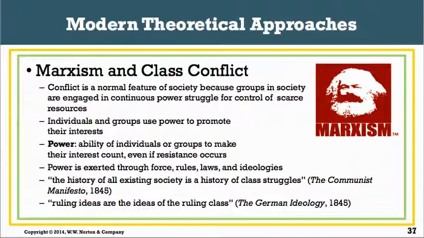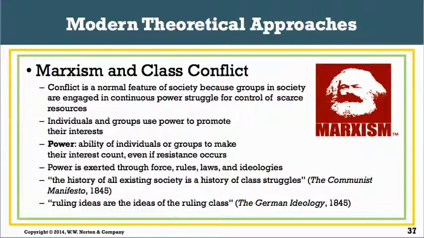Now, power is defined as the ability of individuals or groups to make their interests count even if resistance occurs. Meaning that if somebody doesn't agree with us and we have power, we can force them to agree with us or go along with us to some extent. How is power exerted? Through force, through rules, laws, and even ideologies. Ideology is basically ideas that are used to justify the actions.